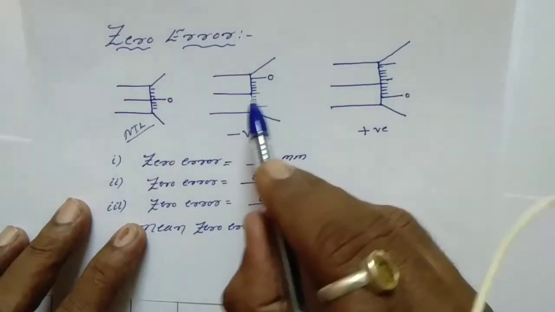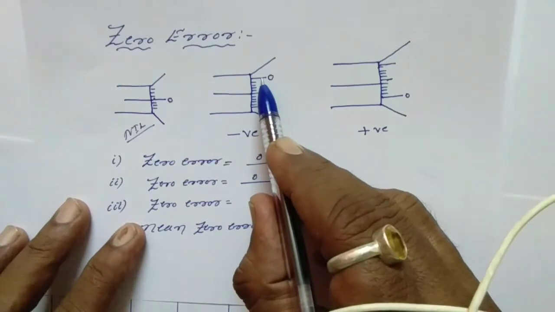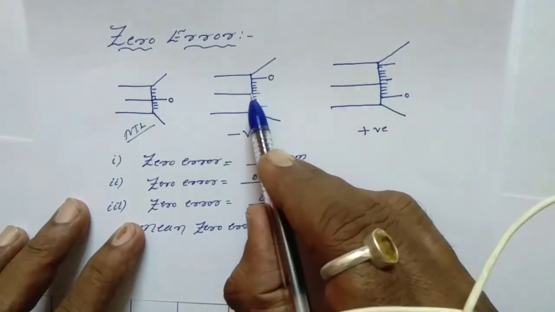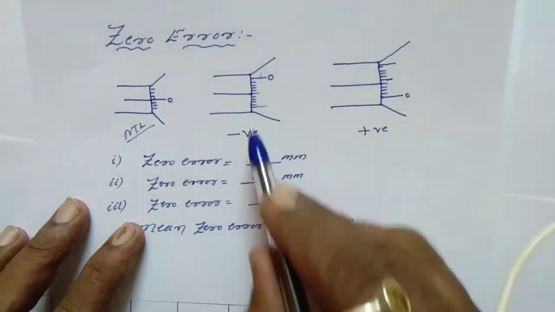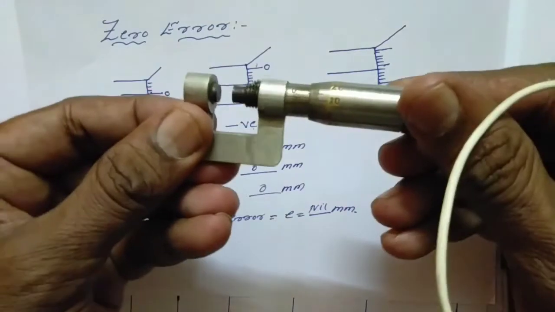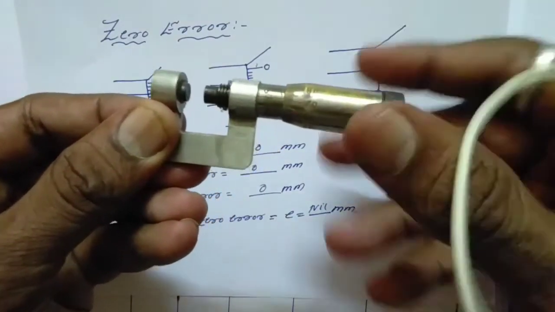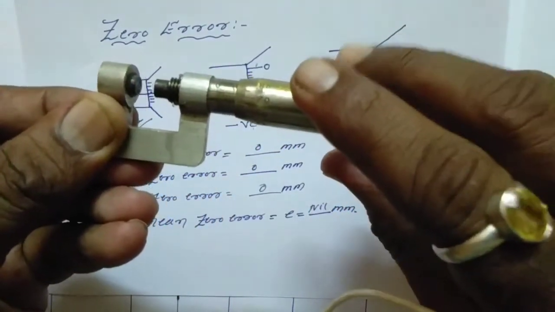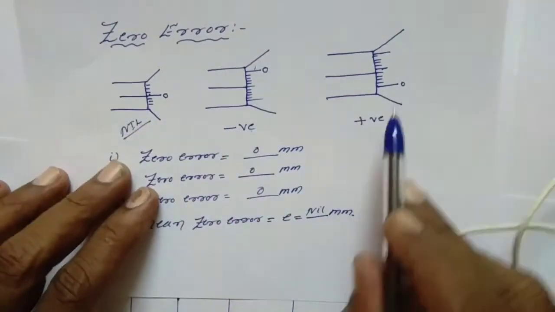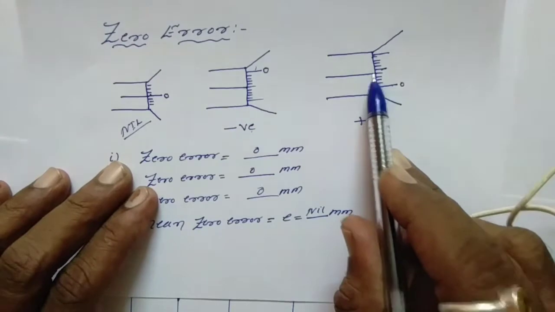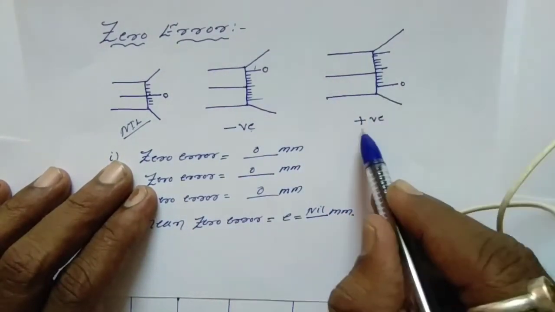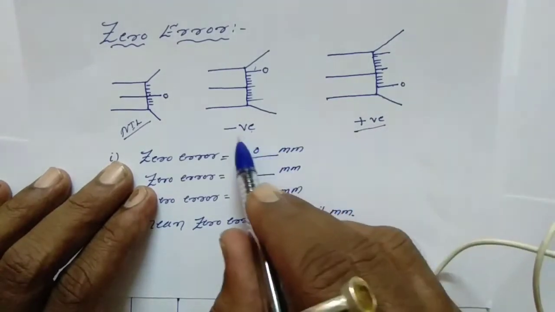But if the 0 is on the upper side here, then this 0 of the main scale or pitch scale is termed as negative. We have to turn this screw in this direction, it means negative direction. This means the positive direction. So if the 0 is below the main scale baseline, then we can call it the positive error.